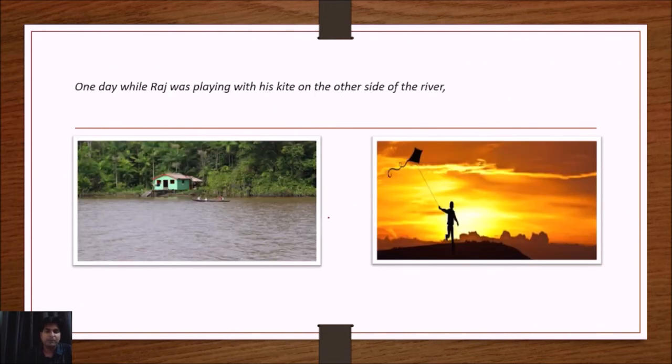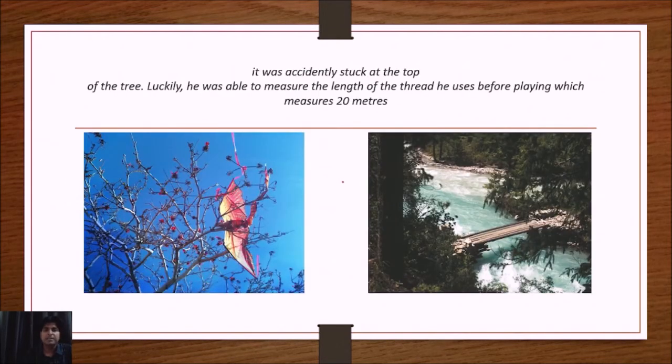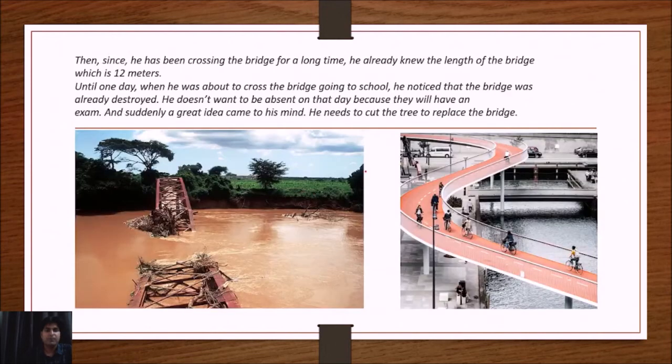So one day Raj was playing with his kite on the other side of the river, and his kite got stuck at the top of the tree. But he was able to measure the length of the thread, as he does before playing, which measures 20 meters. Since he had been crossing the bridge for a long time, he already knew the length of the bridge, which is 12 meters.